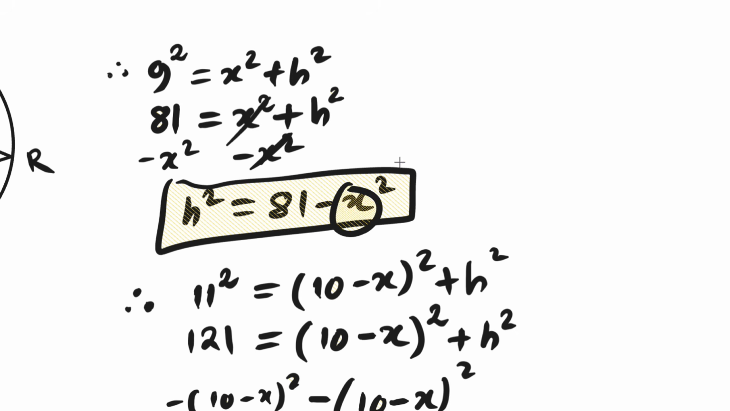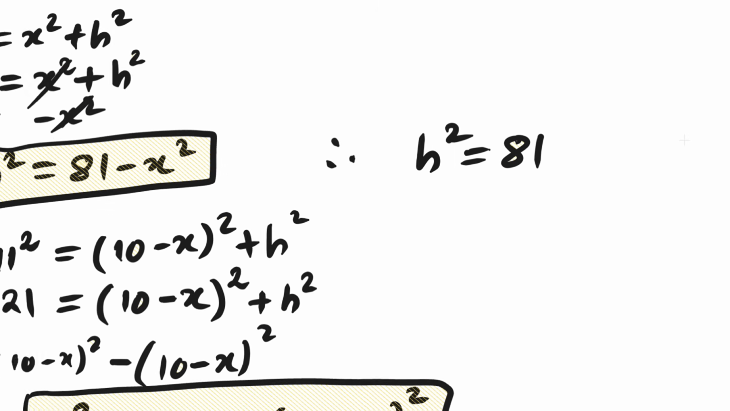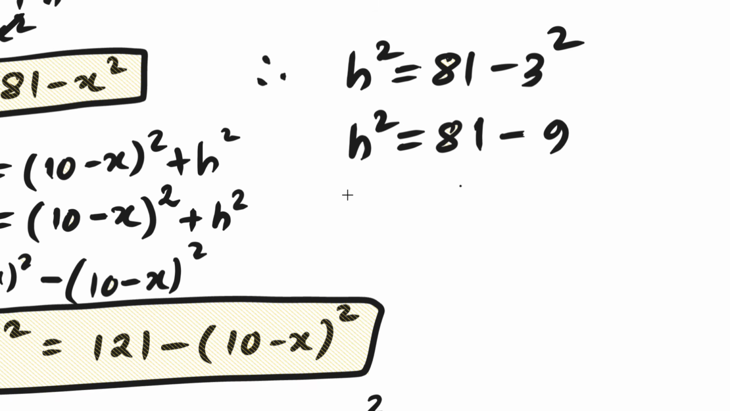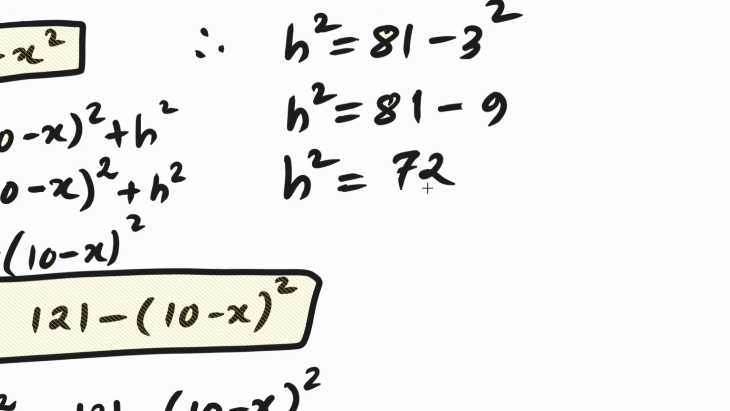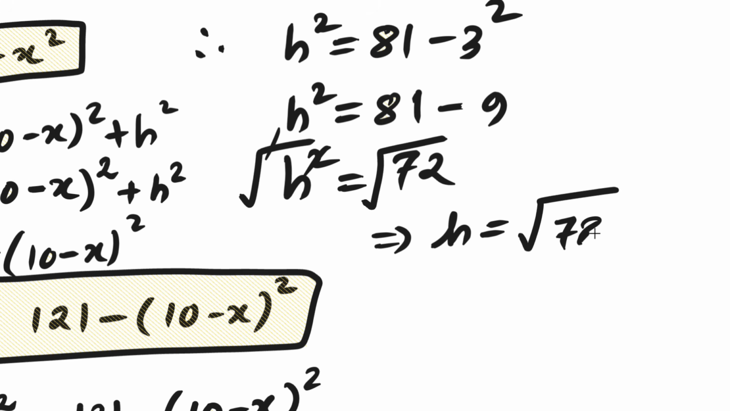Since x is 3, we substitute 3 into that equation. So, h squared equals 81 minus 3 squared. 3 squared is 9, so h squared equals 81 minus 9, which gives h squared equals 72. Now, take the positive square root of both sides. Since h represents a length, we take the positive value. Therefore, h equals the square root of 72.